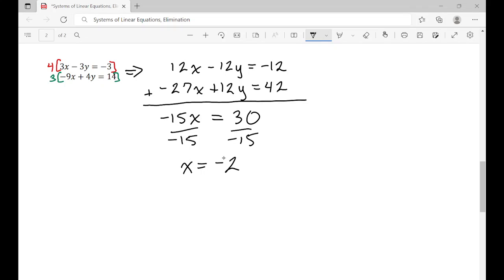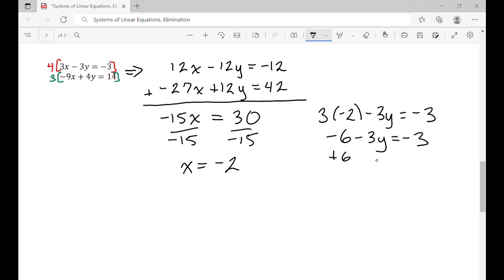Now, plug into one of the equations. I can use one of these here that I multiplied by, or I can choose one of the ones from the beginning. And I'm probably going to choose the one from the beginning, probably again the first one. So 3 times negative 2 minus 3y equals negative 3. So negative 6 minus 3y equals negative 3.